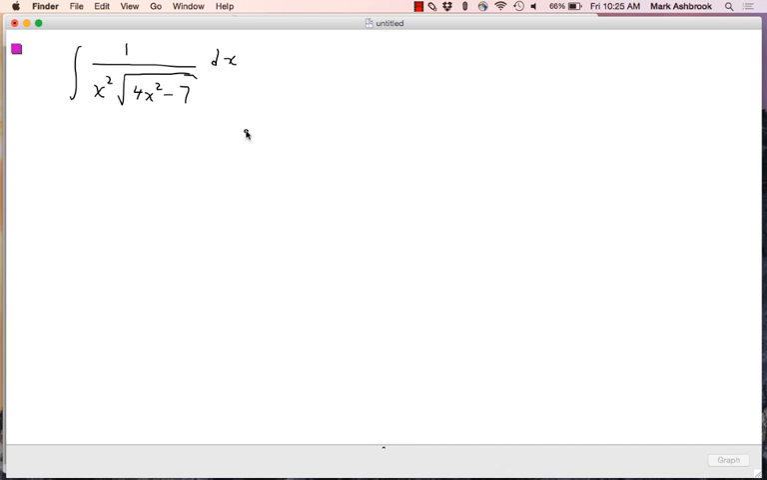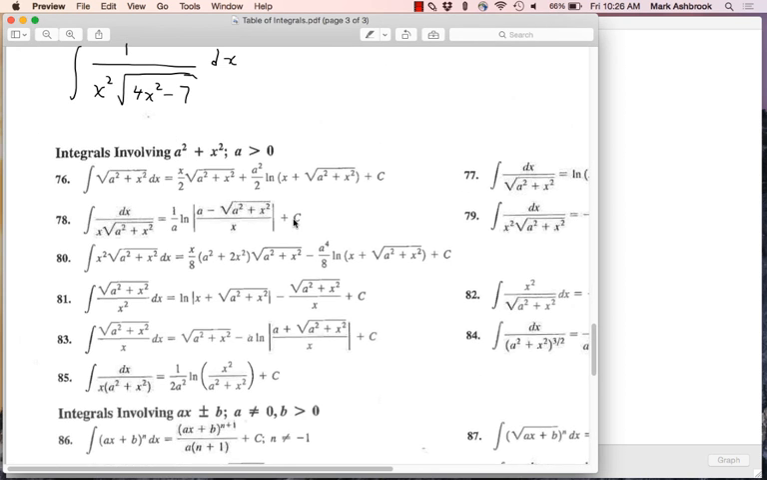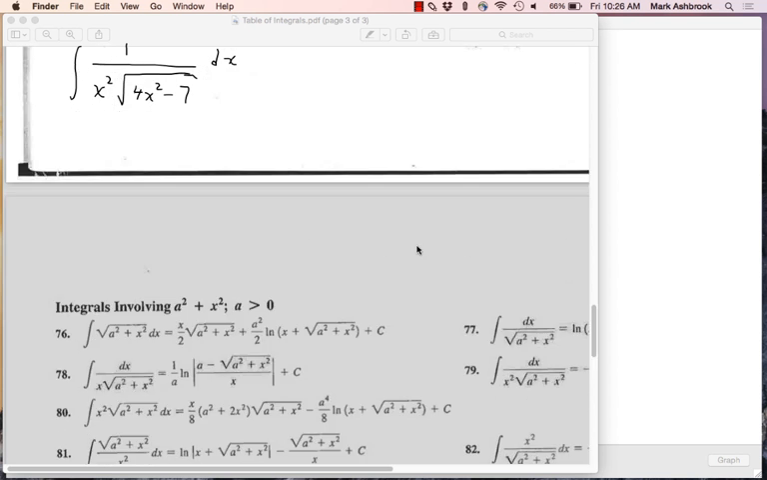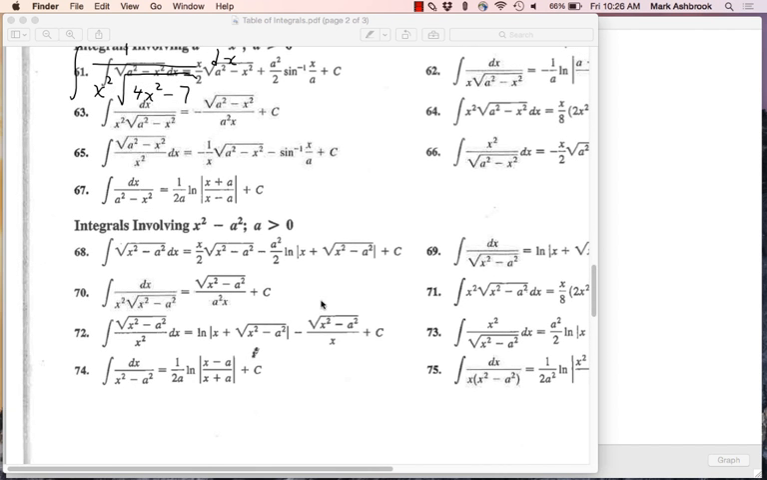So we've got to look for something in the table that fits this form. Is there one of those particular table integrals that we could get this one to look like? What I notice is it's the difference of squares. This is kind of like something squared minus a constant squared. So I want to look in that part of the table. There's the sum of squares, but those are sum of squares, so almost. And then I come here, and here's the difference of squares.